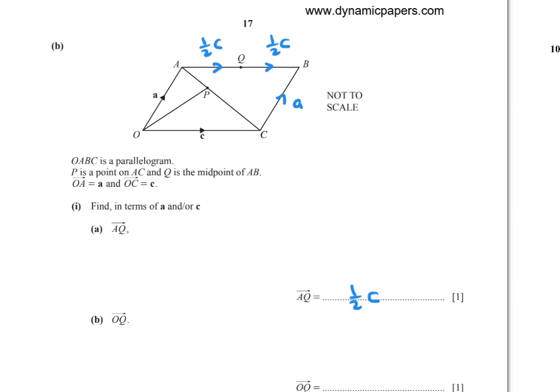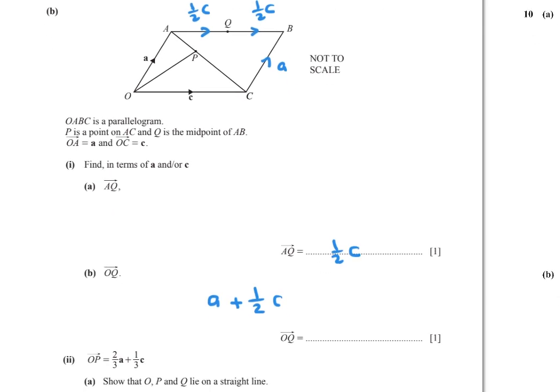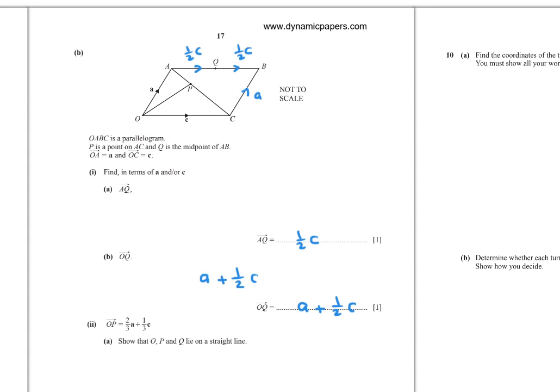OQ. To find OQ, OA plus AQ. So OA equals A plus AQ, half C. So A plus half C. Now it's given to you that OB equals one third A plus one third C. Show that O, B, and Q lie on a straight line.